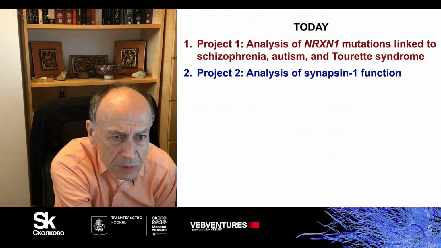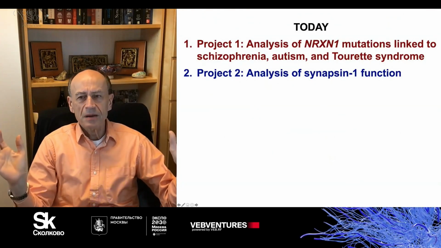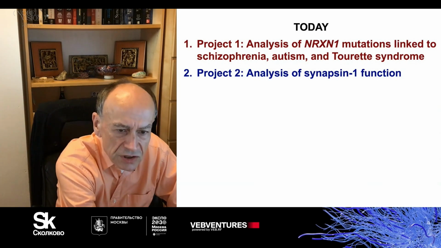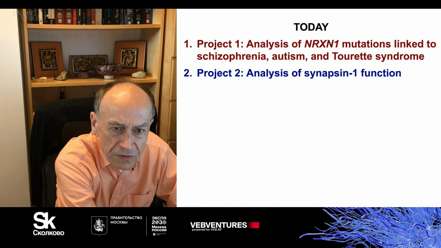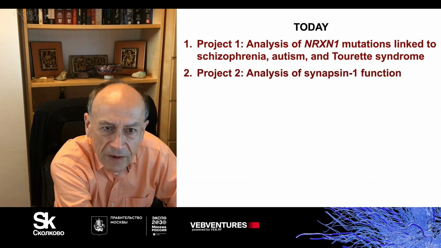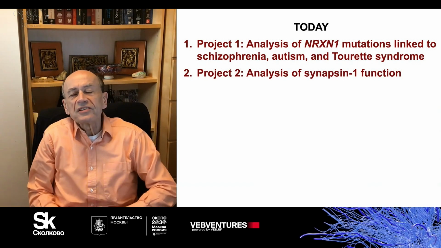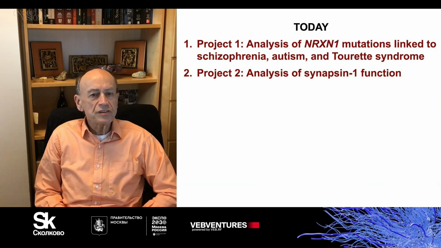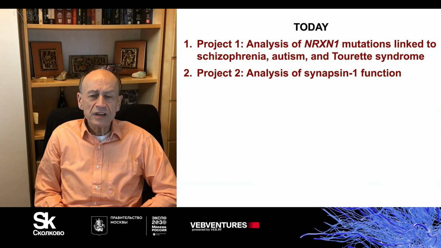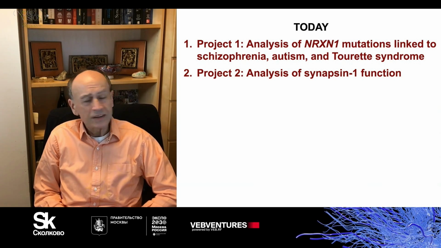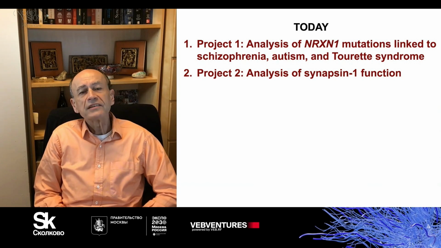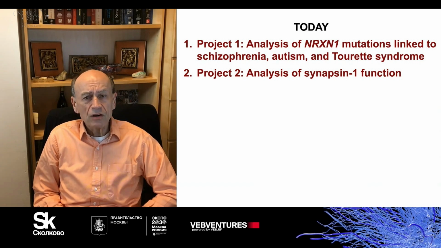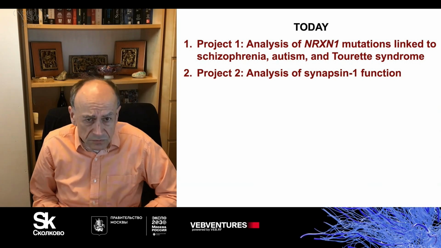Let me move on and tell you about a completely different second example, namely Project 2, analysis of synapsin-1 function. This is completely different because the biology is different here. Synapsin-1 is a synaptic vesicle protein. In fact, it's the first synaptic vesicle protein that was identified in the laboratory of the late Paul Greengard in beautiful work dating back 40 years ago. And we cloned this protein initially as one of our synaptic vesicle cloning projects 30 years ago.